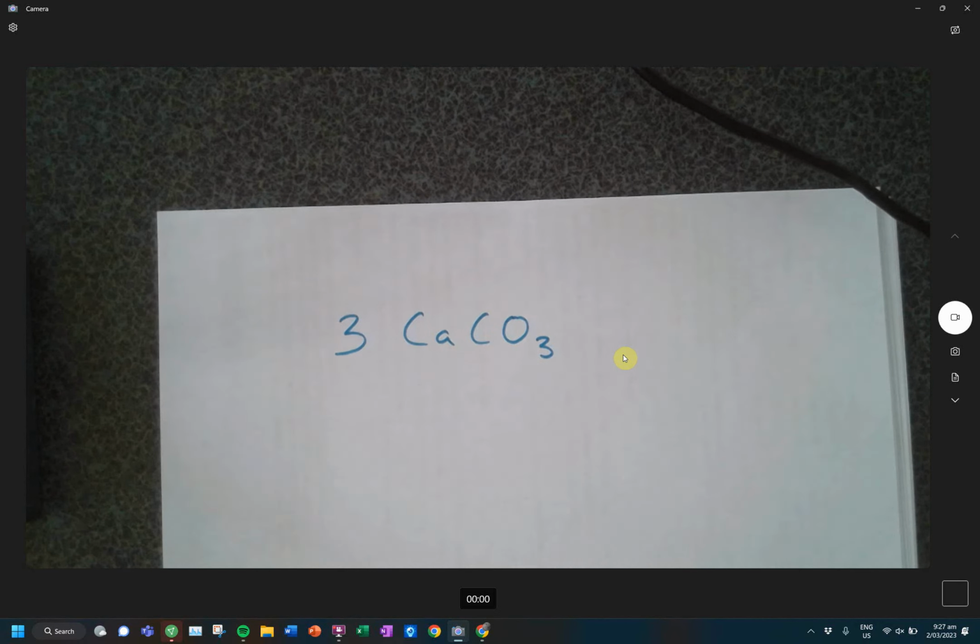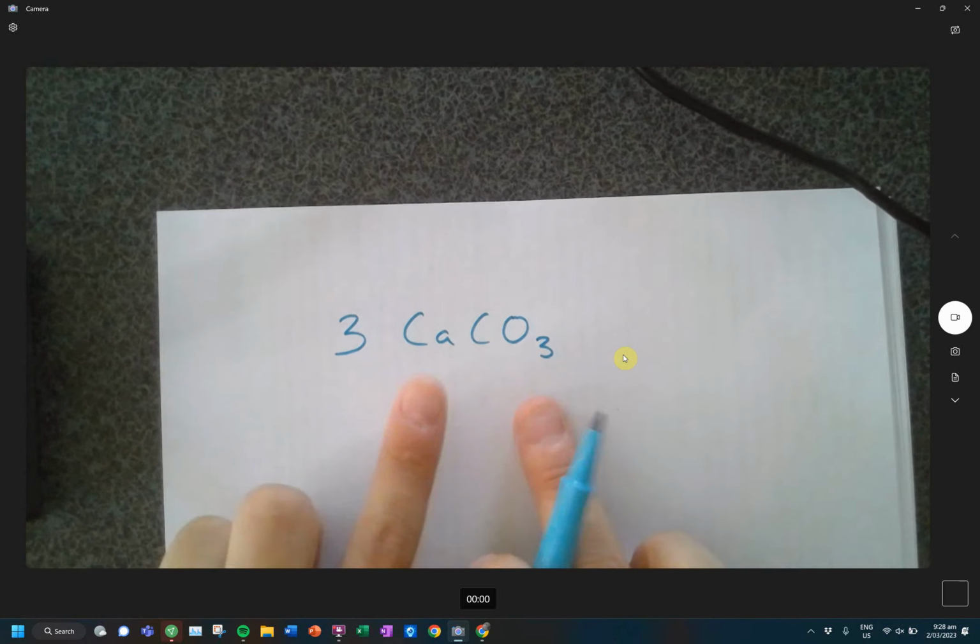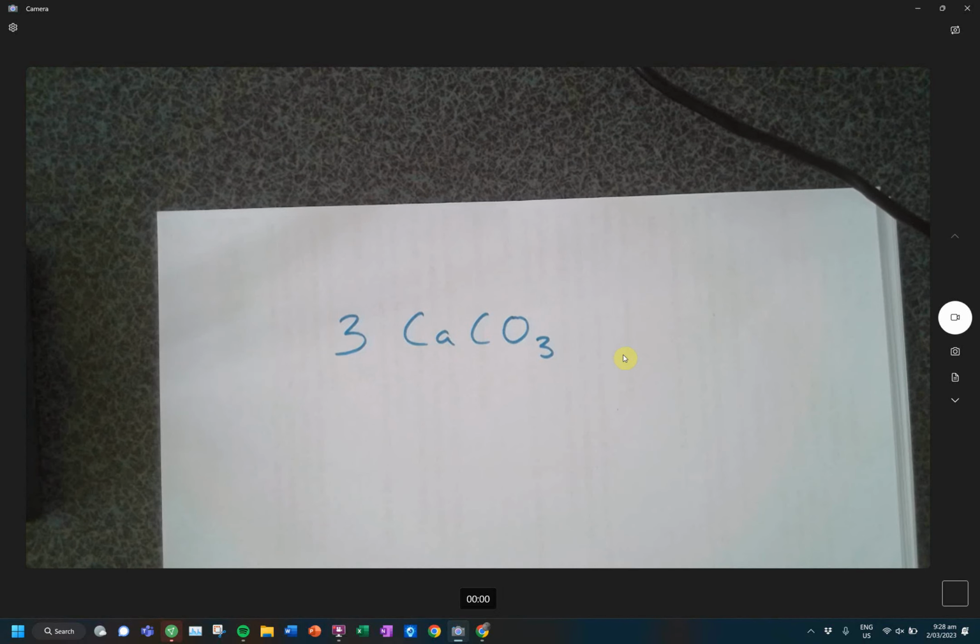Some things to keep in mind. Is this an element, compound, or mixture? Mixture. Compound. So the reason why it's not a mixture is because these guys are chemically bonded together. It is not an element because I have 3 different atoms there. So since I have 3 different atoms that are chemically bonded, I have a compound. I don't have an element because I have multiple things there.